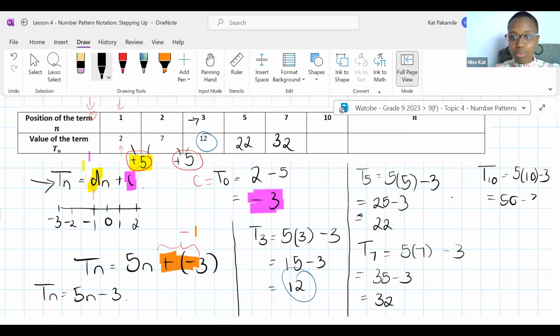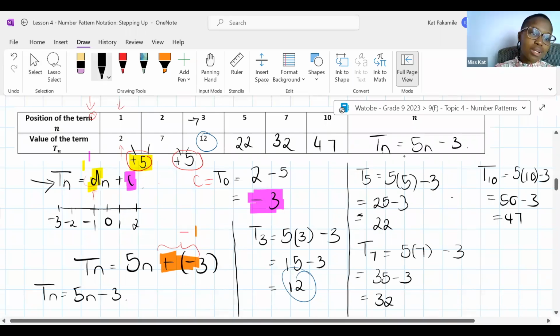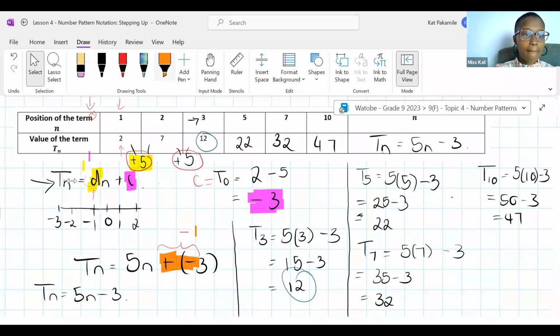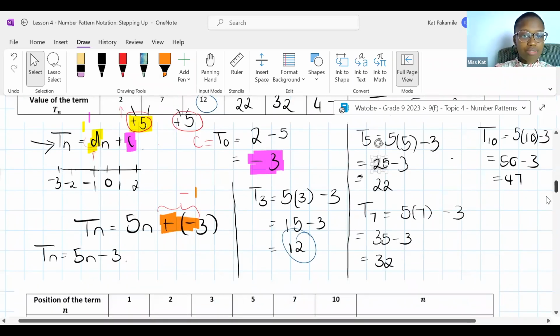And here where it says n, you write how to get any one. So your rule, Tn, is what? 5n minus 3. Brilliant. Guys, I love it. Yes, Marco. Are we all understanding? I hope so. Let's move on to a different one.